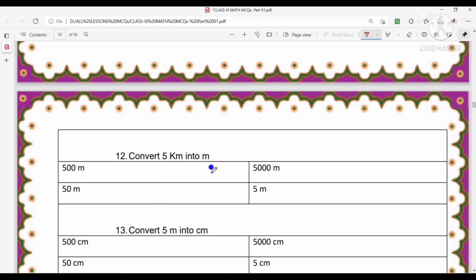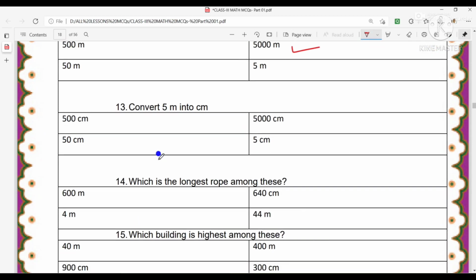Convert 5 kilometer into meter. So 1 kilometer equal to 1000 meter. So 5 kilometer will be 5000 meter. Convert 5 meter into centimeter. 1 meter equal to 100 centimeter. So 5 meter will be 500 centimeter.